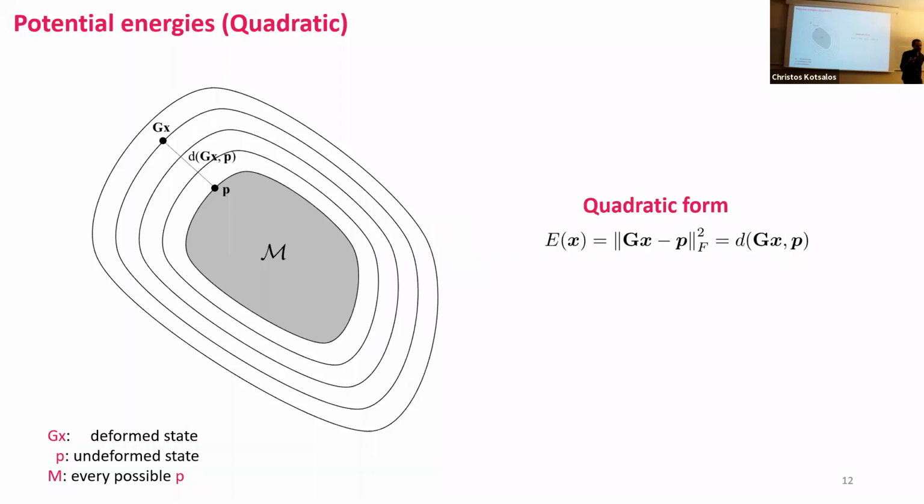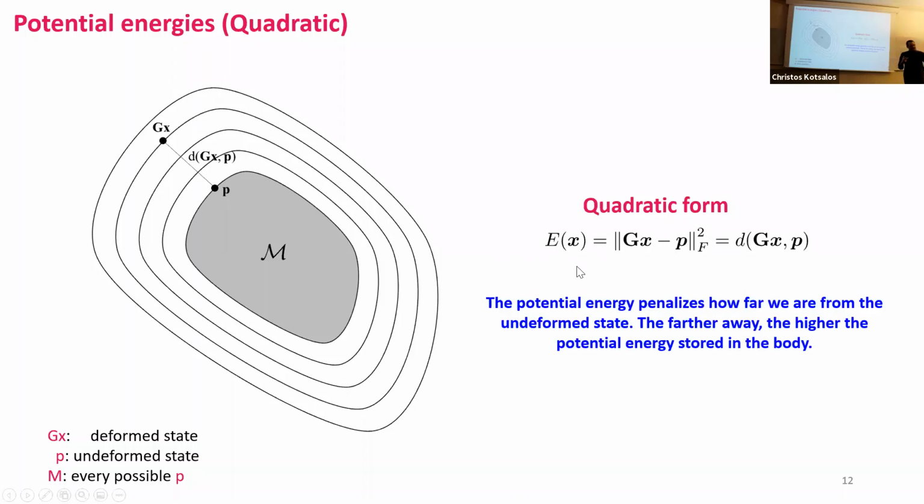So these potential energies, they are of this quadratic form. So you see that this is the quadratic form here. So Gx describes essentially the deformed state of our body. P describes the undeformed state of our body. So essentially, this potential energy penalizes how far we are from the undeformed state. So geometrically speaking, we can view this potential energy as a distance.